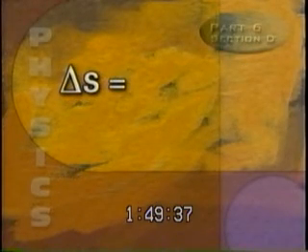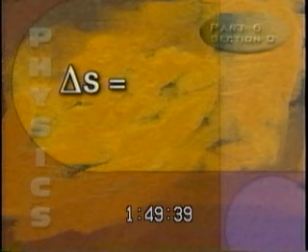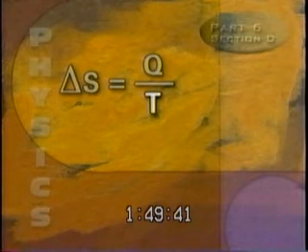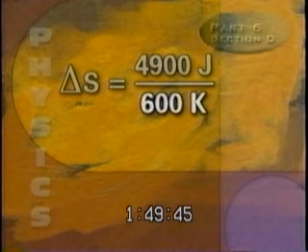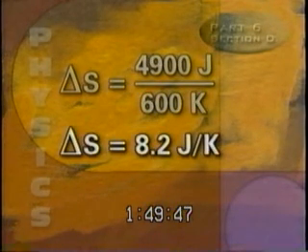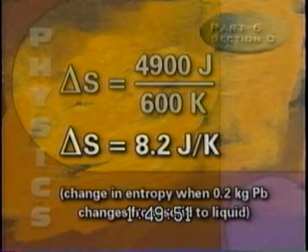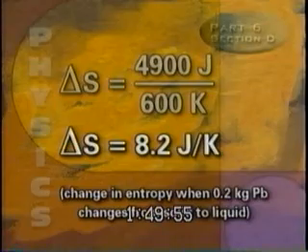And filling into our equation for the change in entropy, delta S equals Q over T, we get that delta S equals 4,900 joules over 600 degrees Kelvin, which is 8.2 joules per degree Kelvin. So, that's the change in entropy when those 0.2 kilograms of lead change from a solid to a liquid.